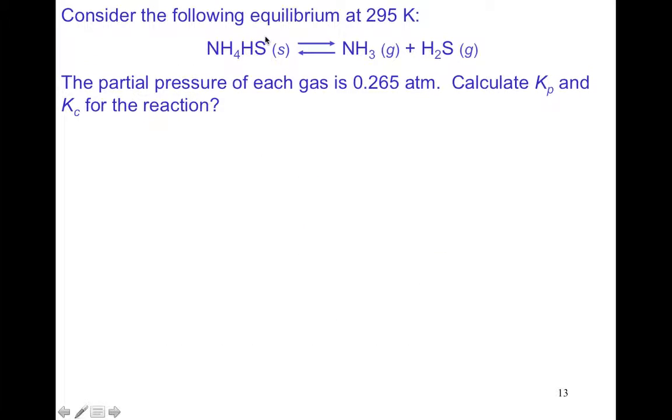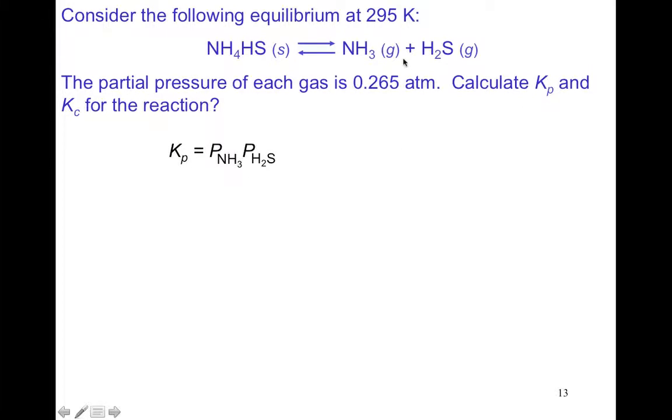So let's look at a different one. What do we have here? Ammonium and some sulfur gives us ammonia, hydrogen sulfide, gives us a temperature, gives us a pressure of each gas at 0.265. So that means this guy is 0.265, this guy is 0.265. Calculate Kp and Kc. So there's a few ways to do this.